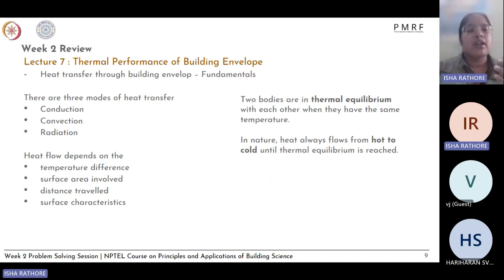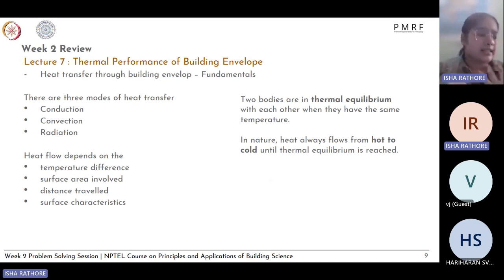Then you have convection, which is done by bodies which are not in contact with each other, but when there is a medium like air or water between them. So that medium can be used for the heat transfer process. So convection in buildings is mostly through the air outside, the ambient air. So that is convection. Then we have radiation.